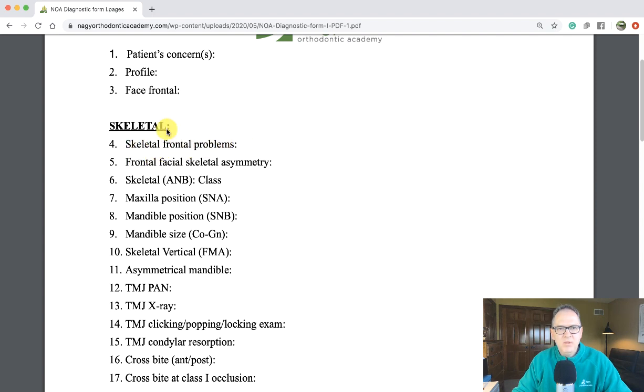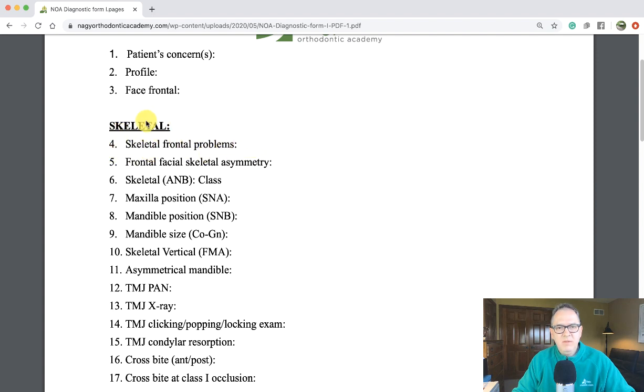If you saw some frontal problem here, for example, the patient's chin is to the side, maybe then you need to take a frontal ceph. There's a lateral ceph and there's a frontal ceph. If you see any frontal problems like asymmetry, then you really need to take a frontal ceph, and you're going to see if there's any asymmetrical problems on the frontal ceph. So this is the skeletal frontal problem.